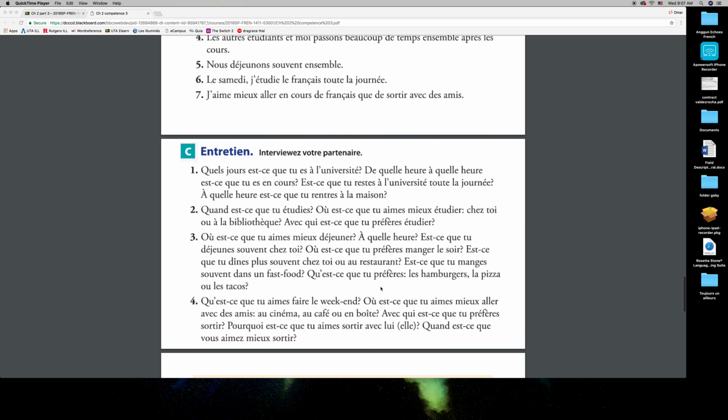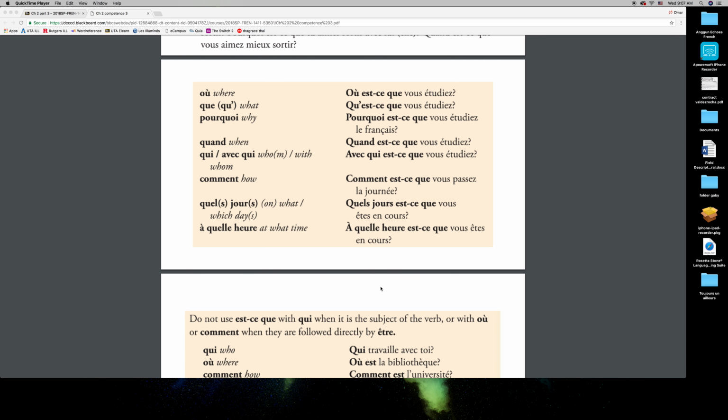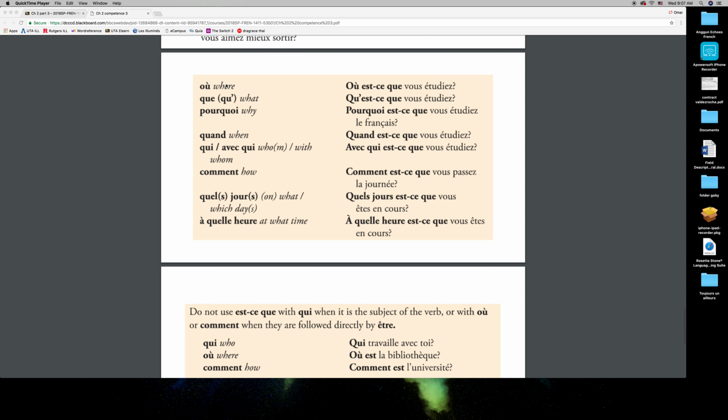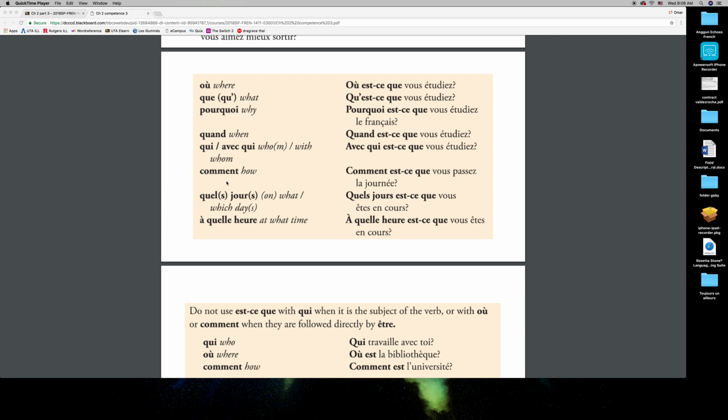Okay? And the textbook has a lot of different exercises and a little bit more in-depth explanation of what's going on with these question words. So this competence is all about asking open-ended questions. So this is the list of the question words that we're going to be looking at in this chapter. Repeat after me, please. Où, que, and you're going to use a qu' apostrophe when you have a vowel right after, like in qu'est-ce, right? Pourquoi, quand, qui, avec qui, comment, quel jour, à quelle heure.